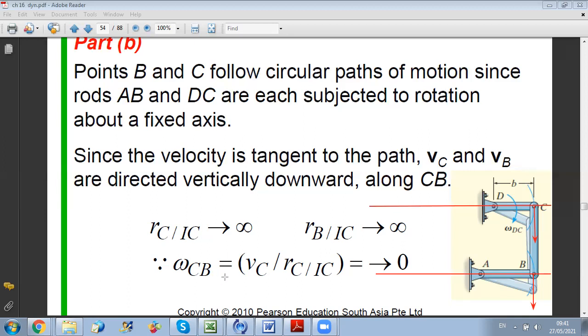Okay? Because omega of my rod at this instant, omega CB, is 0. Because omega is defined as velocity over the distance from the point to the IC. Well, IC is at infinity, meaning R of C to IC is infinite. So the ratio V over the distance is 0. So I can conclude that at this instant, omega CB is 0. So all points of my rod will have the same velocity. Meaning VC is equal to VB. And we say that it's instantaneously translating. Okay?